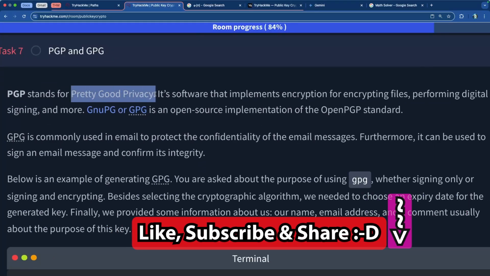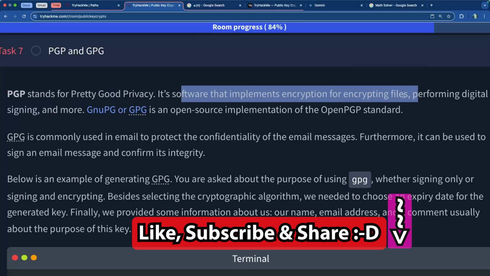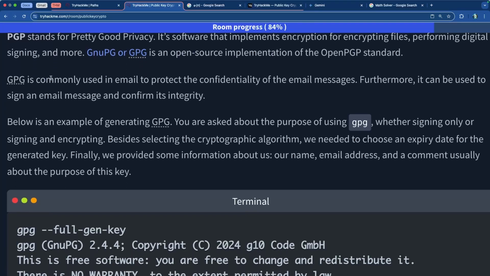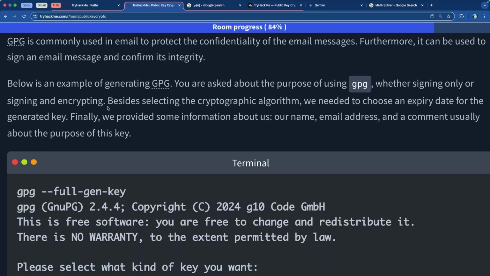PGP stands for Pretty Good Privacy, and it's software that implements encryption for encrypting files, performing digital signing, and more. GnuPG or GPG is an open source implementation of the OpenPGP standard. So they go hand in hand, right? GPG is commonly used in email to protect the confidentiality of email messages. Furthermore, it can be used to sign an email message and confirm its integrity.